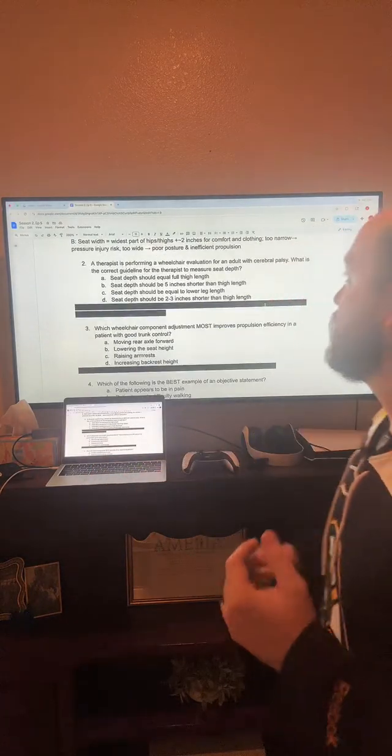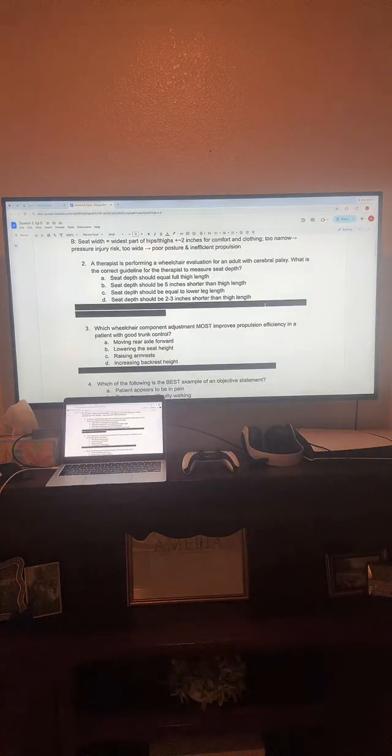Number 2, a therapist is performing a wheelchair evaluation for an adult with cerebral palsy. What is the correct guideline for the therapist to measure seat depth? A, seat depth should be equal to full thigh length. B, seat depth should be 5 inches shorter than the thigh length. C, seat depth should be equal to the lower leg length. Or D, seat depth should be 2 to 3 inches shorter than thigh length.